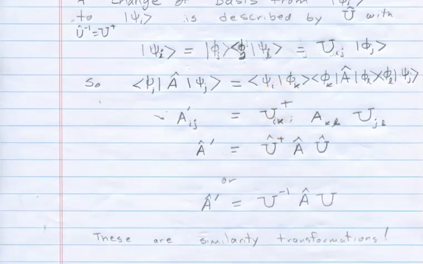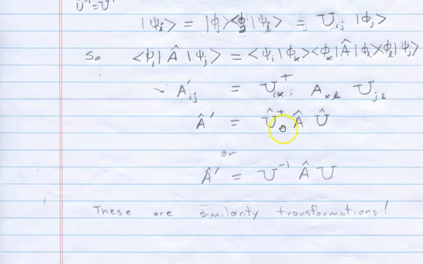And as a result, we have essentially, in terms of matrices, that the same operator A, same physical quantity, has a different representation, but it's just U dagger A U when A is represented on the phi basis. And since U is unitary, I could put an inverse here as well. So either one of these.